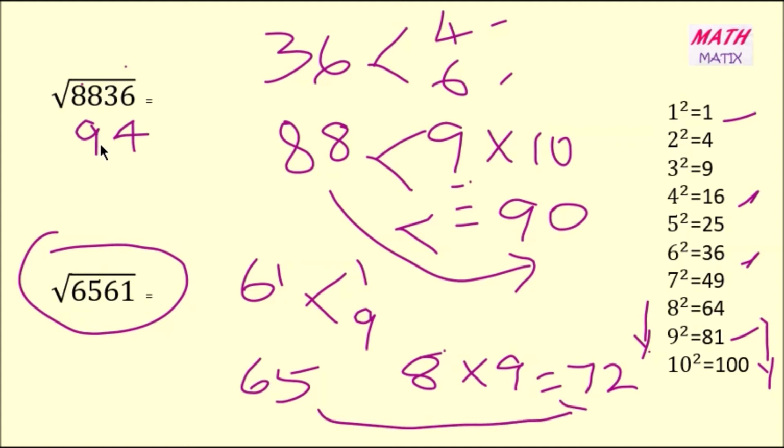Comparing 65 and 72, 65 is lesser than 72. So I take the lesser number here, that is 1. And then this 8 directly, 81. 81 square is 6561, or the square root of 6561 is 81. That's all. It is very easy.